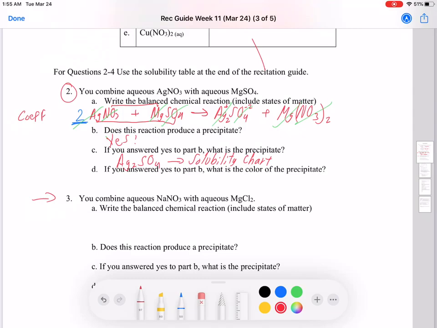If you cannot find the answer to this question, please send me an email so we can discuss this further, or we could also discuss this tomorrow during the recitation. Okay? And if you answer yes to part B, what is the possible color for that precipitate? And in this case, we will have a white precipitate.